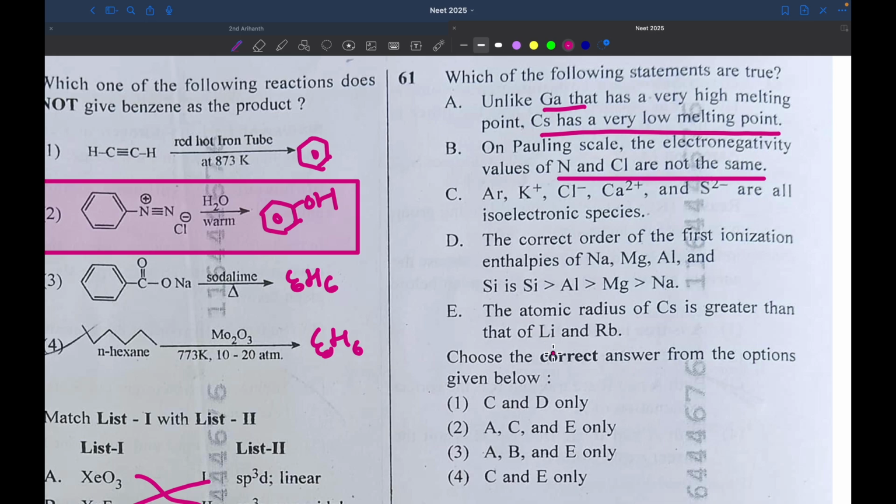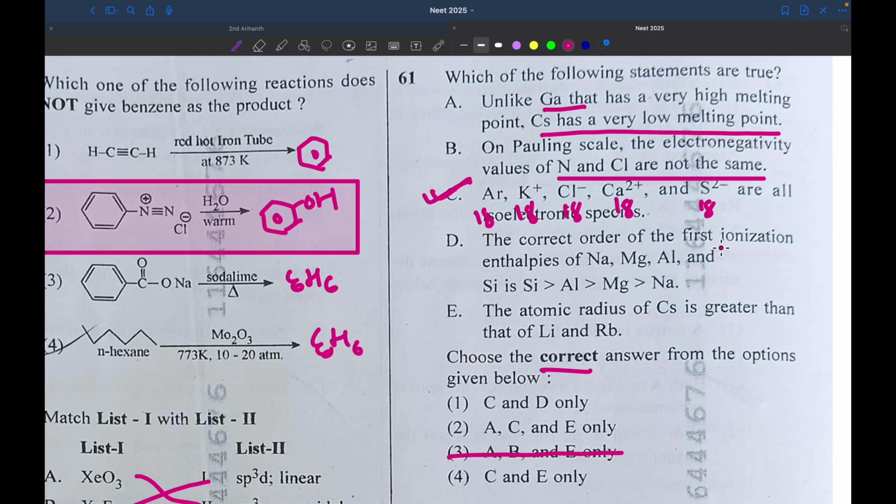So we have to find what? Correct statements we have to find. Argon, potassium, calcium, chloride, calcium, S2-: all are isoelectronic. Is it, are they isoelectronic? S2- has 18 electrons, this is 18 electrons, 18 electrons, 18 electrons, 18 electrons. C is correct, right? So whichever option doesn't have C, we have to ignore it.